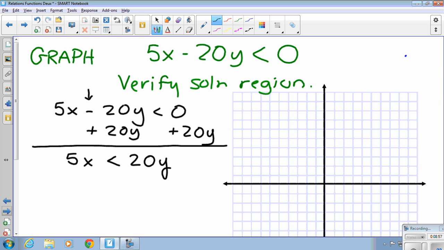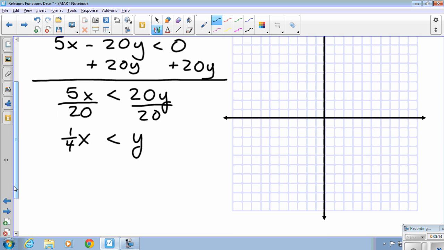Now I want to isolate the y, so I divide out a 20, divide out a 20, and I get 1/4 x is less than y. Now when we look at inequalities, we always want to have the y on our left-hand side. So if I put my y on the left-hand side and the 1/4 x on the right-hand side, if I examine what the inequality said before I moved them, it's actually saying y is greater than 1/4 x.